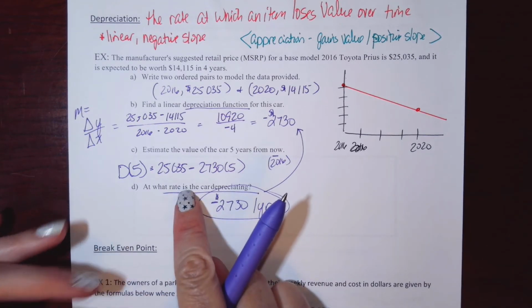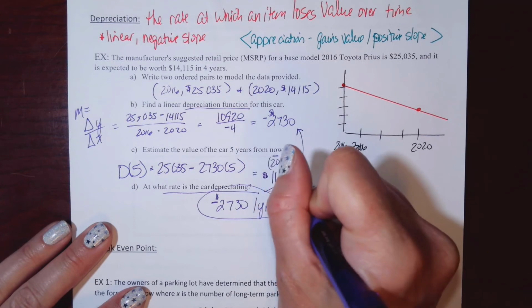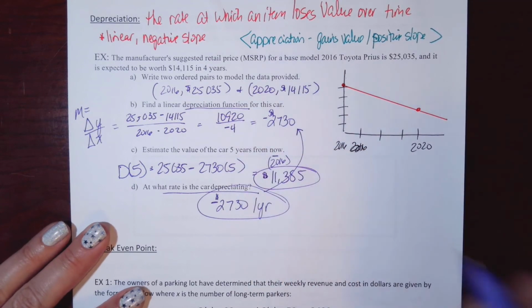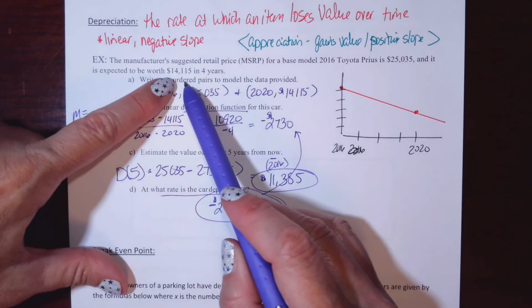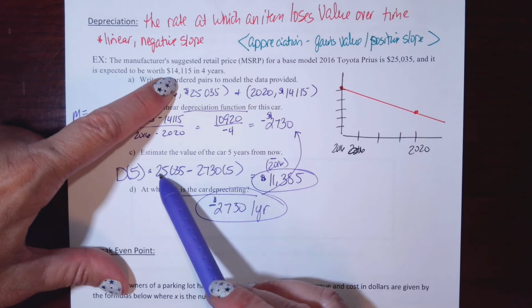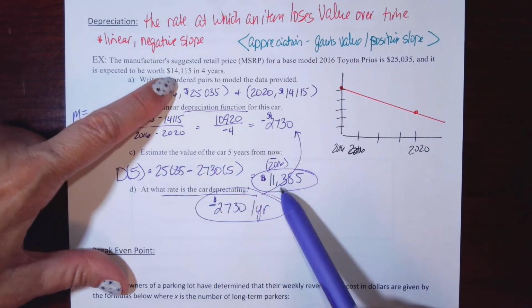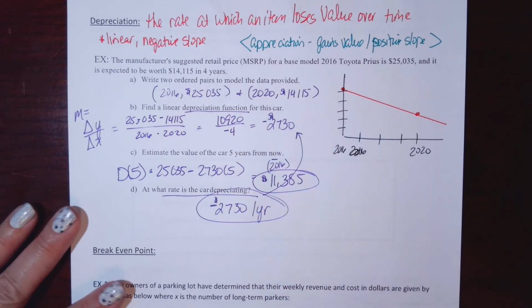If you plug that into your calculator, you should come up with a value of $11,385. Now, stop and think if this makes sense. 4 years after purchase, it was worth $14,115. 5 years after purchase, yes, it does make sense that it would be worth $11,000. That's almost $3,000 less.